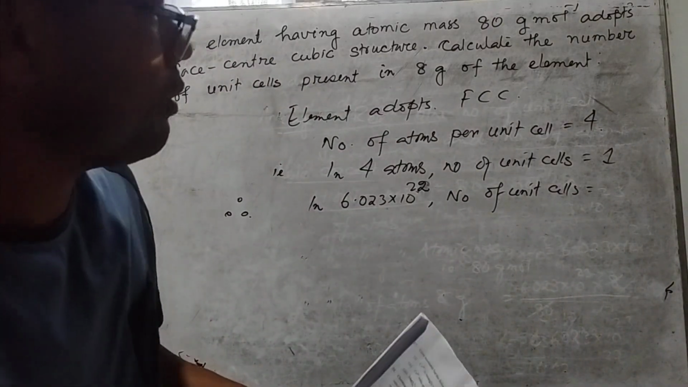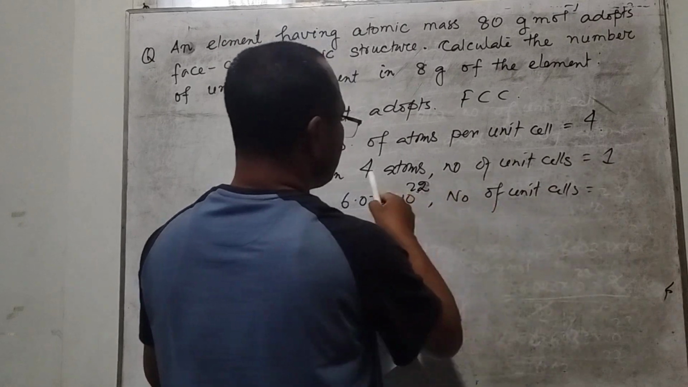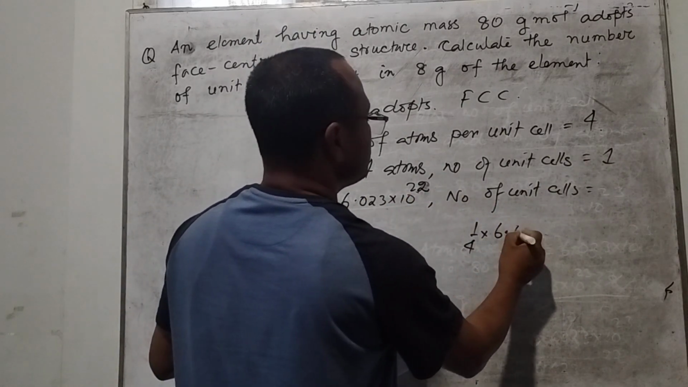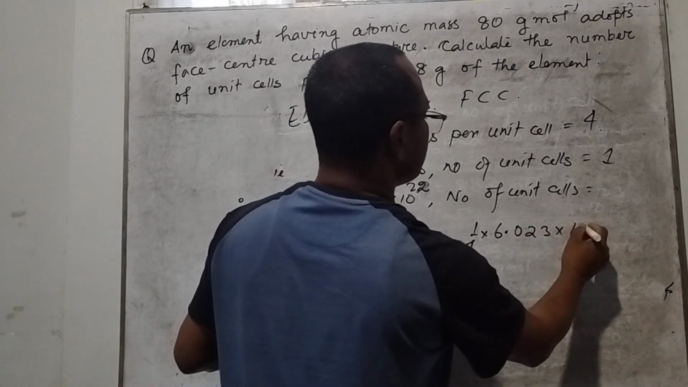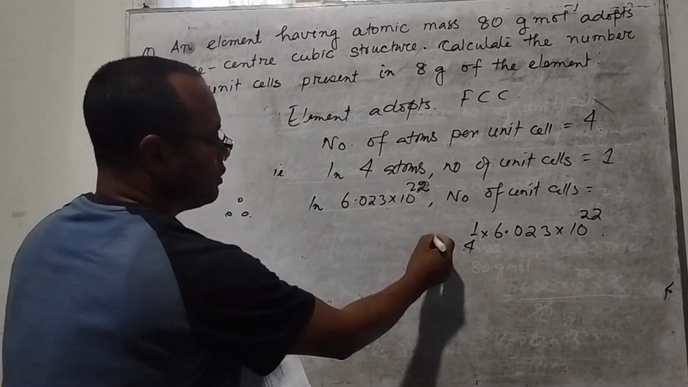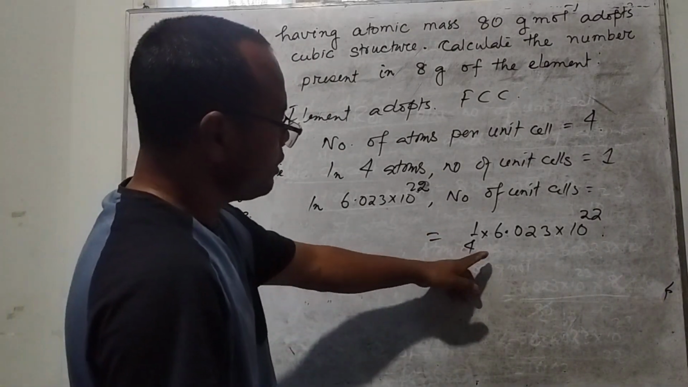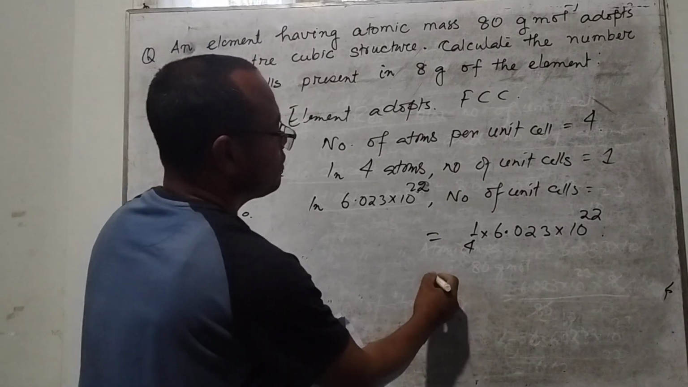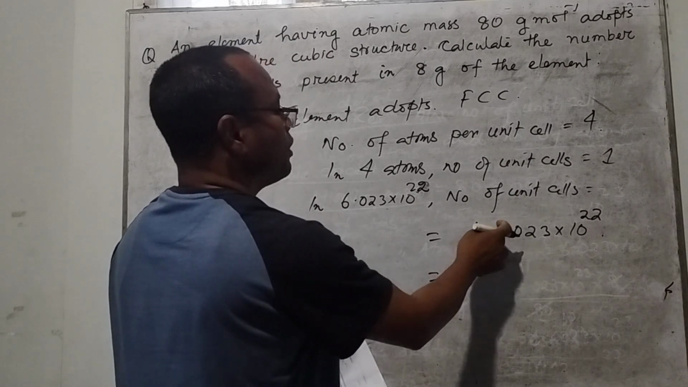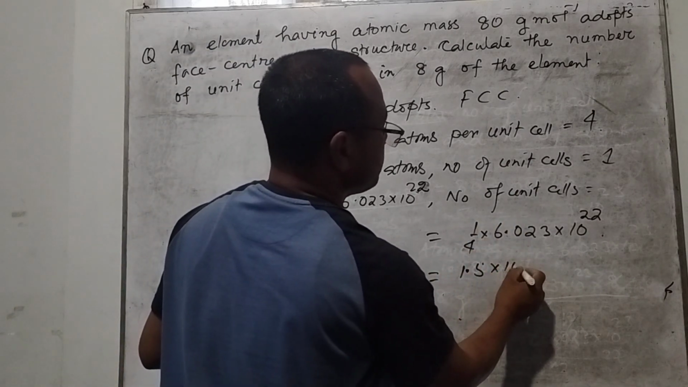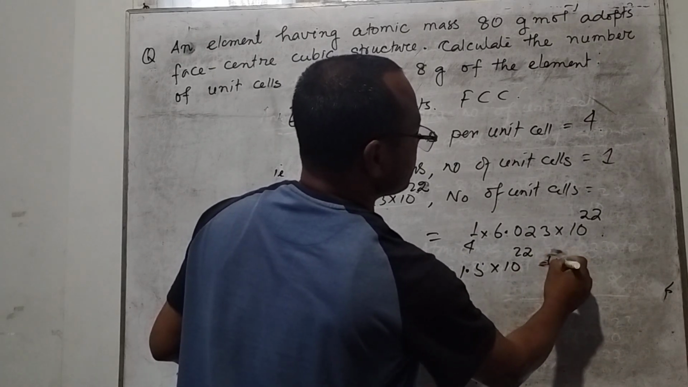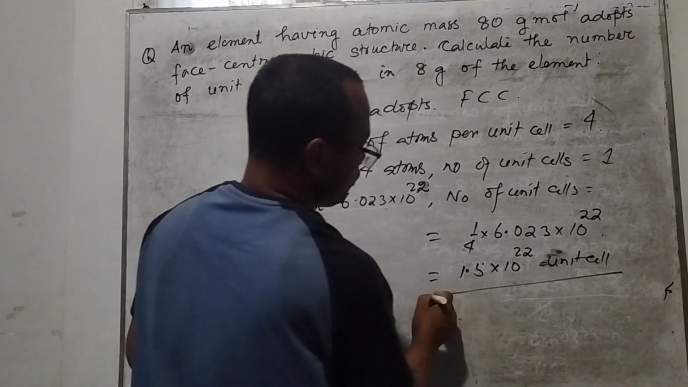How many unit cells? That means 1 divided by 4 into 6.023 into 10 to the power 22. That is the number of unit cells. So if we divide this, how much should it be? That would be 1.5 something, okay. 1.5 into 10 to the power 22 unit cells. This will be the answer to that question, alright.